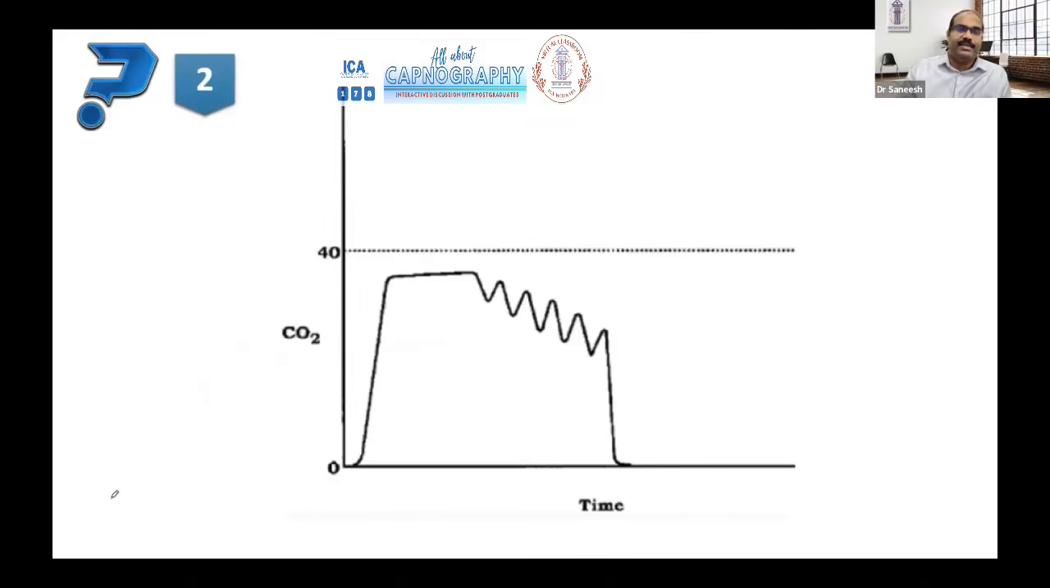Okay, fine. So scenario number 2, Dr. Deepak. These are the cardiac oscillations. So don't confuse them with breathing attempts. What is the mechanism behind these cardiogenic oscillations?